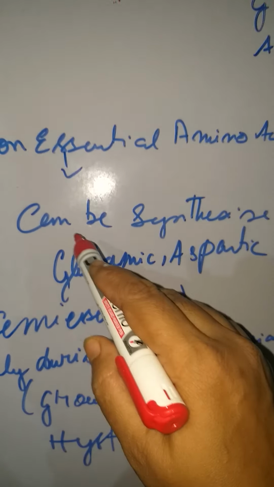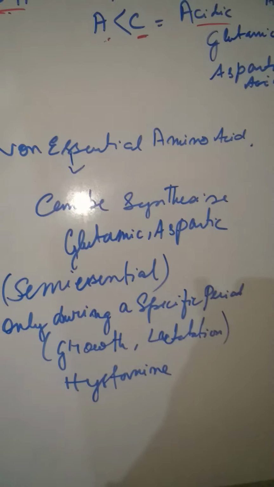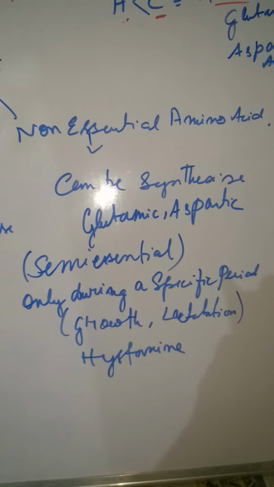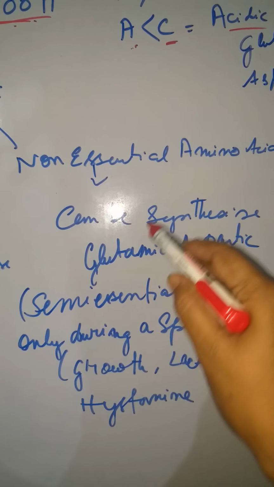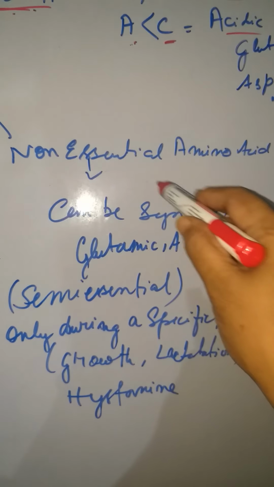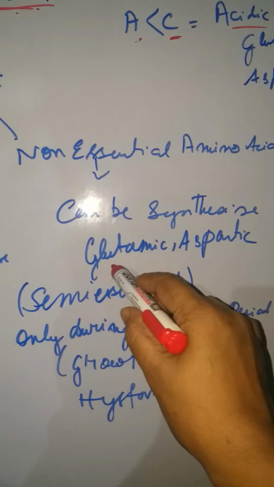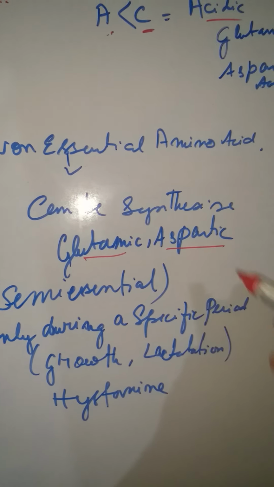Now the non-essential amino acids can be synthesized by our body, and it is not essential to take them in the diet, so they are known as non-essential amino acids. An example is glutamic acid and aspartic acid.